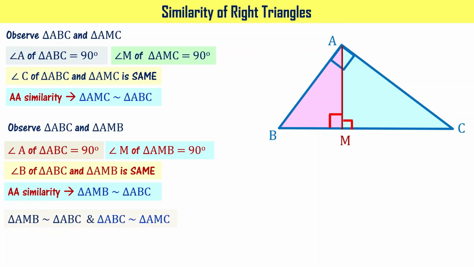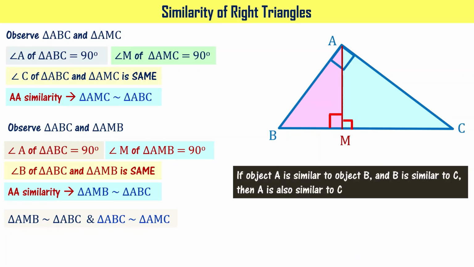What we have seen just now is triangle AMB is similar to triangle ABC and triangle ABC is similar to triangle AMC, right? Please note this point. If object A is similar to object B and object B is similar to object C, then object A is going to be similar to object C. As per this rule, we can say that triangle AMB is similar to triangle AMC and that is similar to triangle ABC.